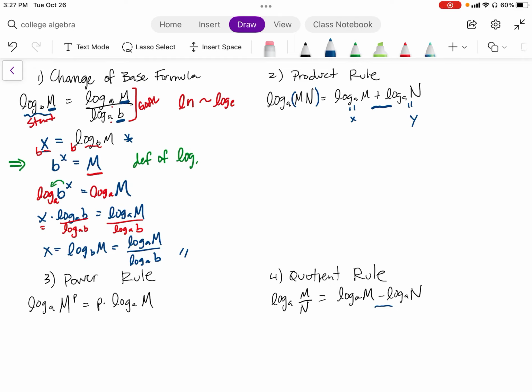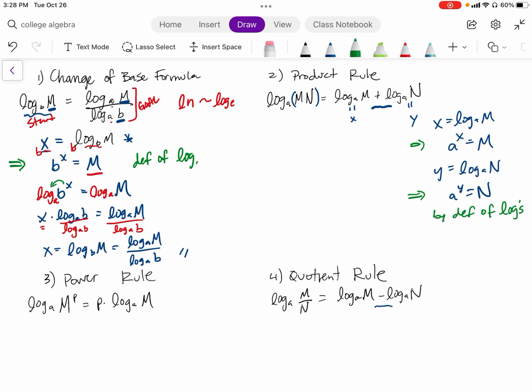So on the side here, if I said x is log a of m, then I know that that is equivalent to saying a to the x equals m, again, the definition of a log. But if y is log base a of n, then likewise we could say a to the y equals n. Those are both, again, just by the definition of logarithms.